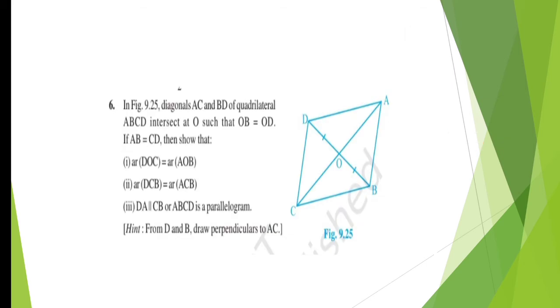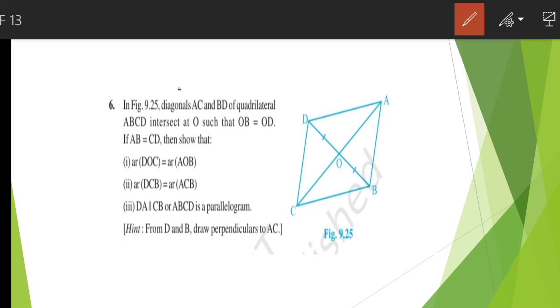Now question number 6. We have diagonals AC and BD of a quadrilateral ABCD intersecting at O such that OB is equal to OD. If AB is equal to CD, then show the following three parts. Here there is one hint given: from D and B we have to draw perpendiculars on AC. So we draw 2 perpendiculars, one from D and one from B, on the diagonal AC.